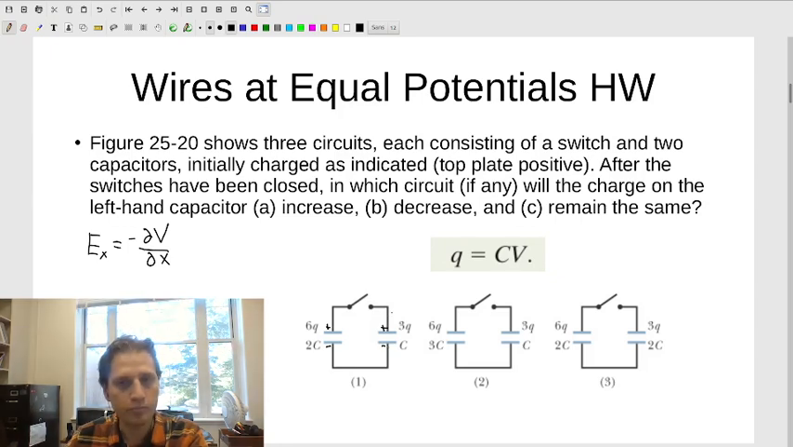So in this case, if you look at this, we know that Q equals CV. So I actually can calculate what the voltage is across this capacitor at the beginning. So the voltage across the capacitor at the beginning here is 6Q over 2C. So my voltage would be 6 times 2 times Q over C. So 12 Q over C. Whoops.